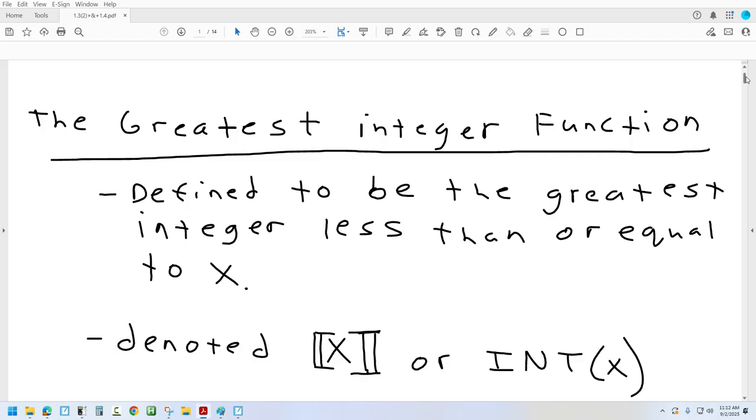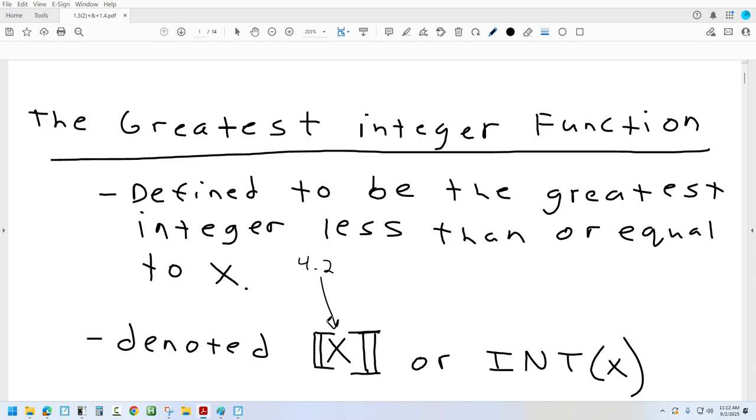If you took 4.2 and filled it in right there, what's the biggest integer that you can think of that's less than or equal to 4.2? 4. Yep.